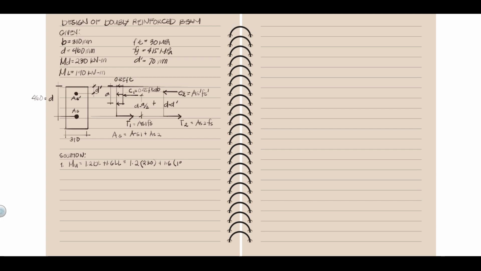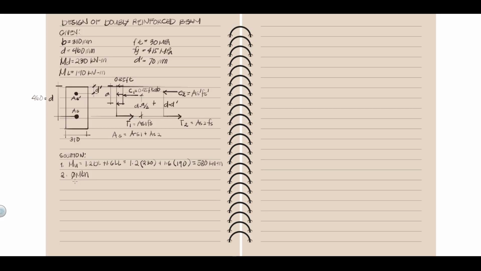Right, so let's continue. That is 190, kilonewton meter. So we'll have an answer of 580 kilonewton meter. Right. So number two, we will solve our phi M tn.